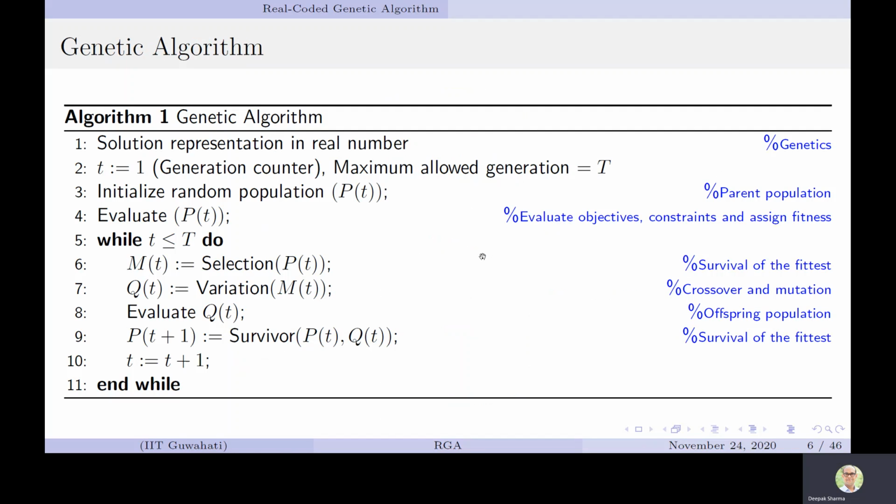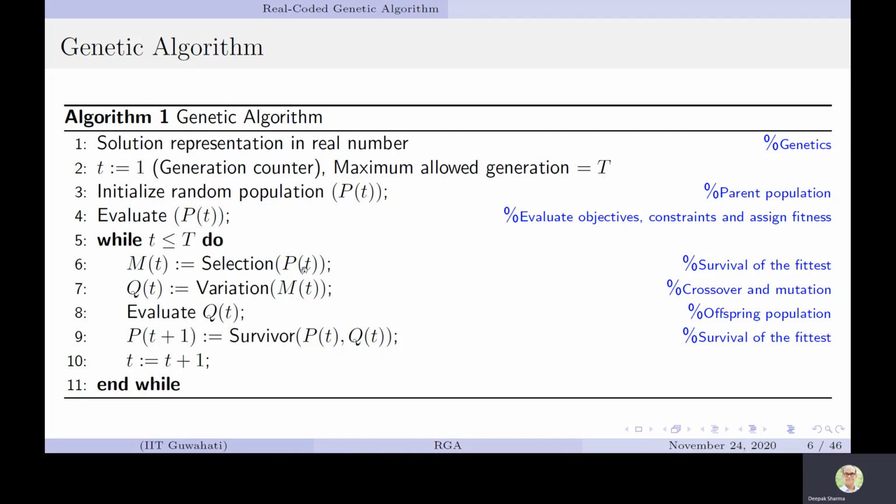Looking at this algorithmic representation, we will be following the steps given here. Step 1: solution representation in real numbers, that is genetics. Step 2 is always our input, for example, generation counter and maximum allowed generation. Then we initialize the random population P_T, and thereafter we evaluate. Evaluate means we are going to evaluate the objective function, constraints, and assign fitness. After going through the binary coded GA lecture, we understand what we mean by assigning fitness.